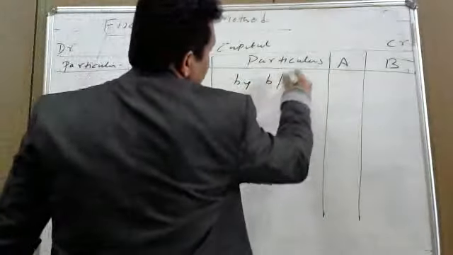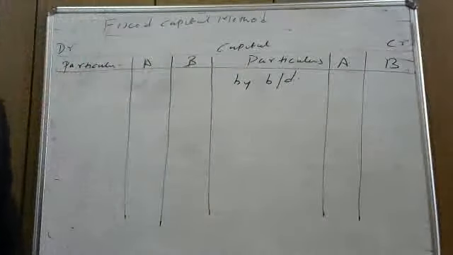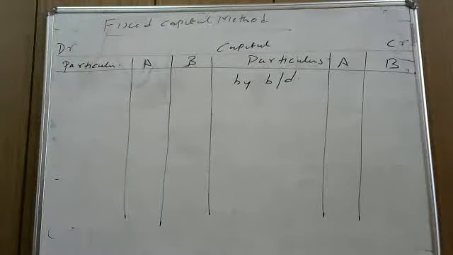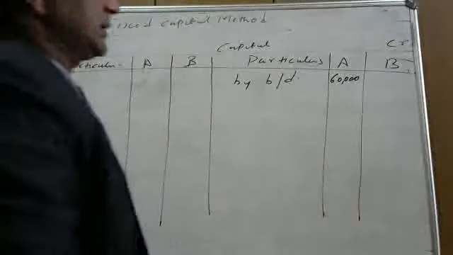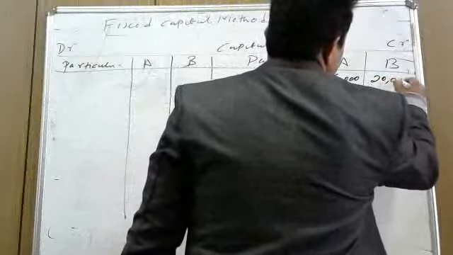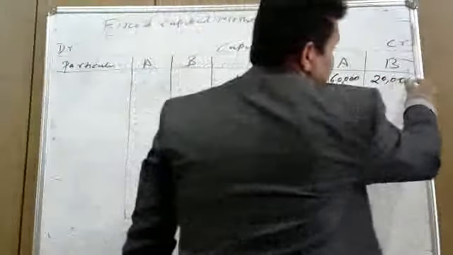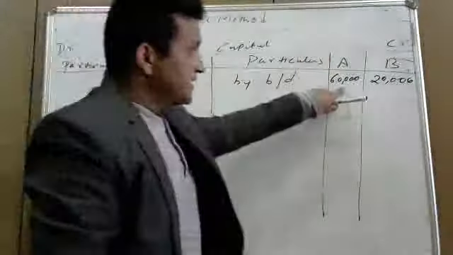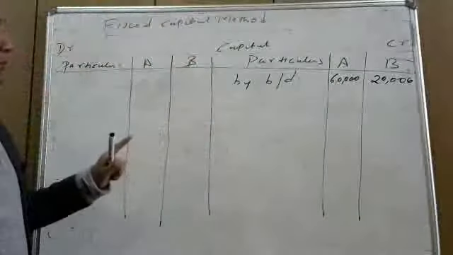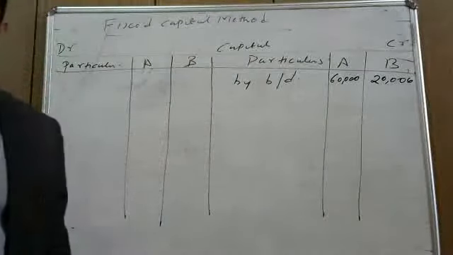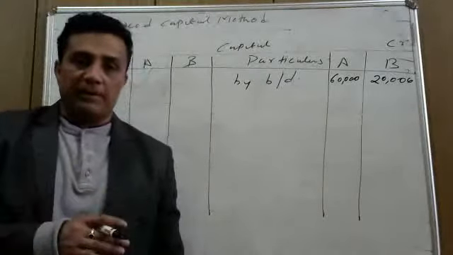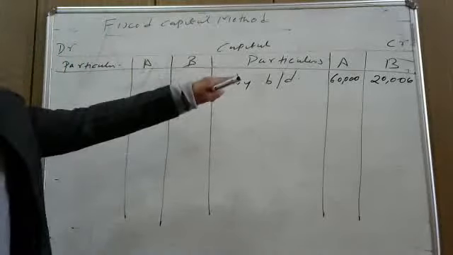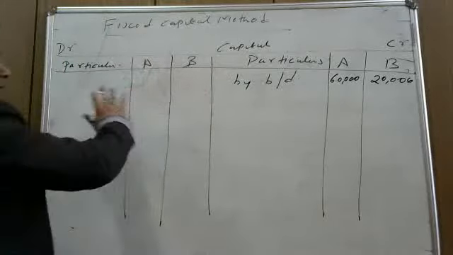Now here, we write "By balance b/d", which is given in the question. What are the opening balances given in the question? As per the question, A's capital is 60,000 and B's capital is 20,000. It's a very easy part. If you understand this, it's very easy. So A's capital is 60 and B's capital is 20. There's no permanent drawing in the question. Their drawing is there, but that drawing is out of profit, not out of capital. We're not saying A and B withdraw a permanent amount of capital.